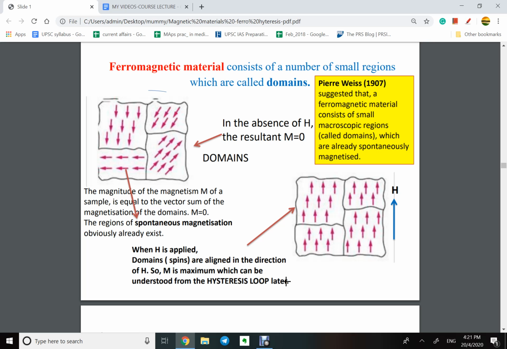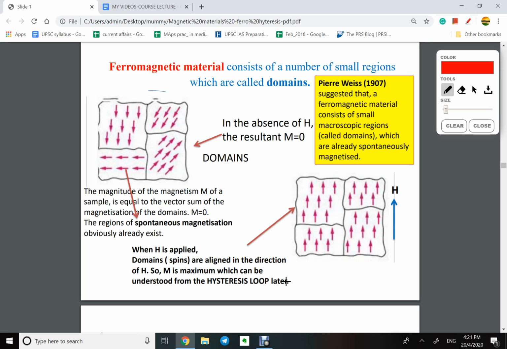So in this diagram, you can see 4 domains. Within each domain, you can see the arrow marks are in the same direction. Each arrow mark indicates a spin, that is spin due to the atom.